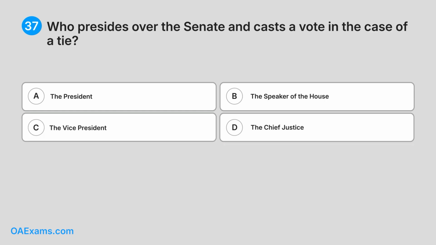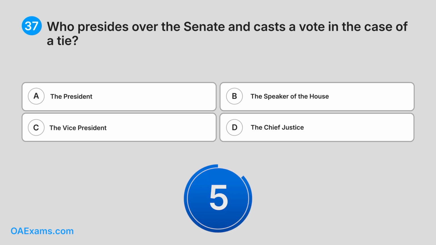37. Who presides over the Senate and casts a vote in the case of a tie? A. The President. B. The Speaker of the House. C. The Vice President. D. The Chief Justice. What do you think is the answer?